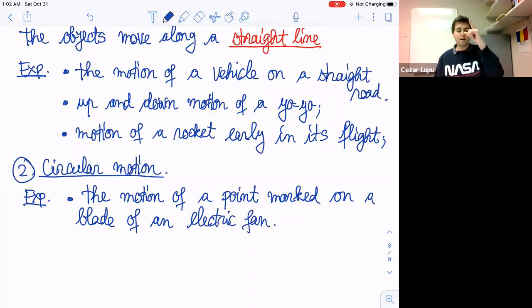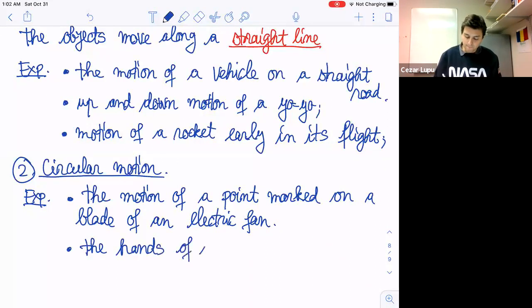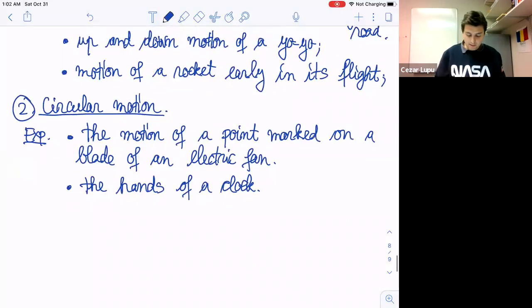For example, the hands of a clock, it's circular, right? It goes in a circle. So the hands of a clock. Right, so these are two examples, and I'm sure you can come up with many others. And now let's see the third one.